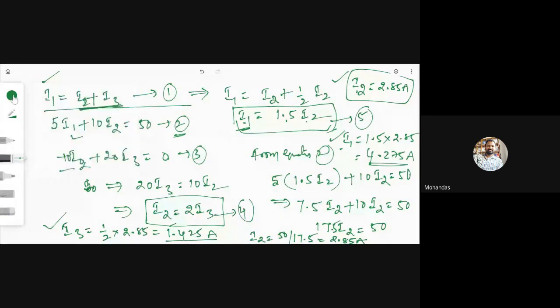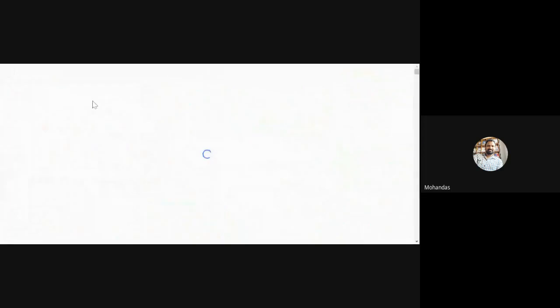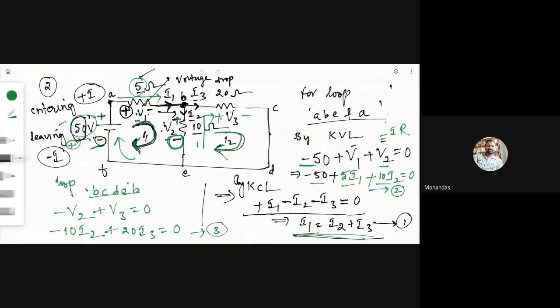Please, all of you note down this problem. I will give 2 minutes of time. Let me finish this here. Now, what is the V3 here? How to calculate V3? V3 equal to 20 into I3. V2 equal to 10 into I2. V1 equal to 5 into I1. So likewise, we can calculate V1, V2, V3 values also.